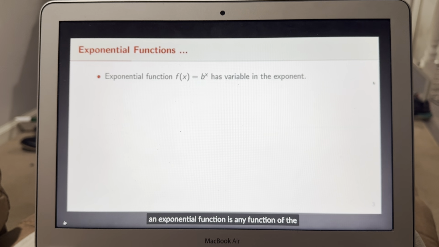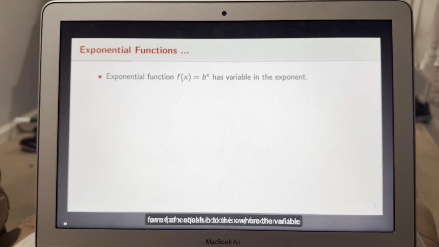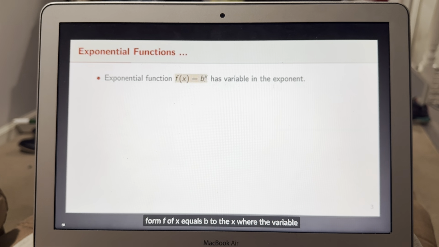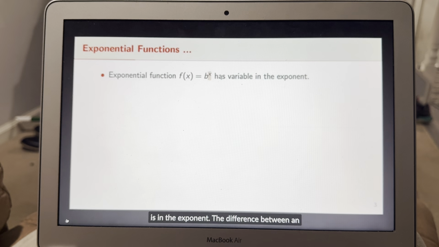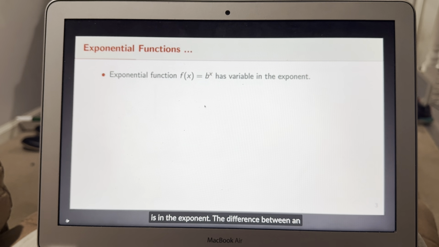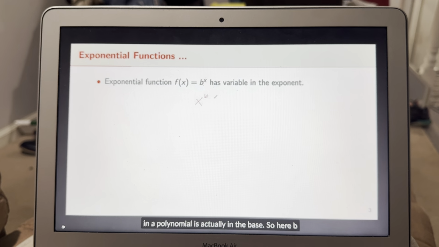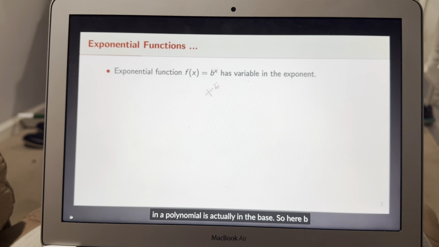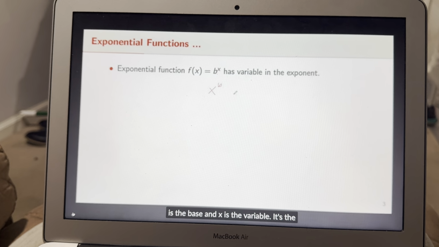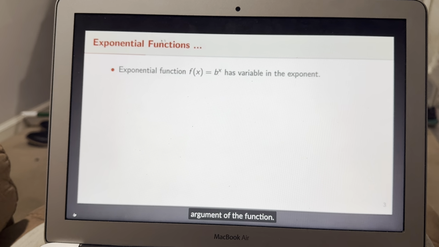So an exponential function is any function of the form f of x equals b to the x, where the variable is in the exponent. The difference between an exponential and a polynomial is that the variable in a polynomial is actually in the base. So here, b is the base and x is the variable. It's the argument of the function.